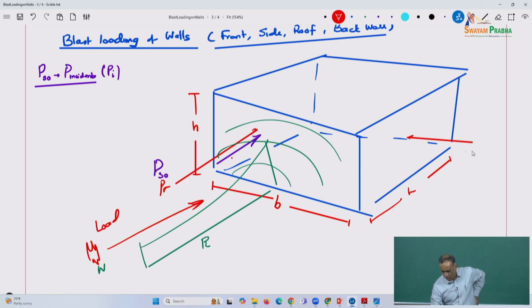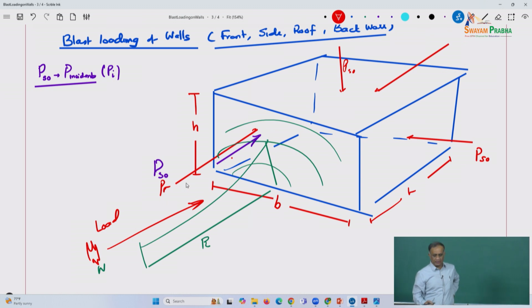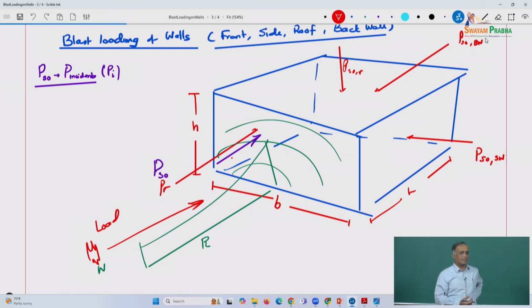On these walls you only have PSO, here you have PSO, and on the back wall it's also the opposite. So for structural purposes, let's say this is the side wall, this is the roof, and this is PSO on the back wall. If you are considering just like you would do for wind, which has additive leeward and windward components, similarly you can do an analysis based on these pressures.